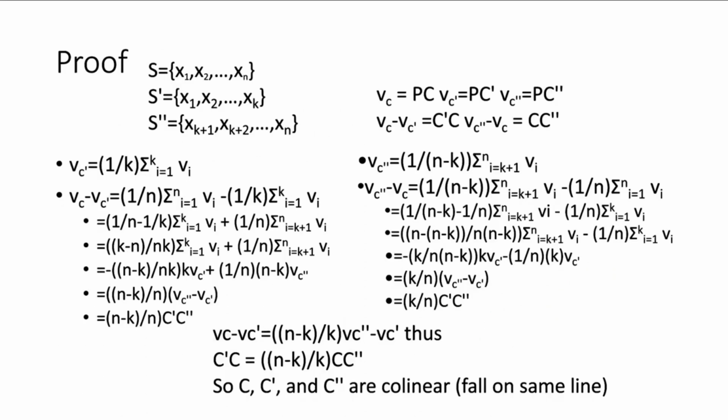Here's the proof. We establish S to be x1 to xn, S prime to be x1 to xk, and S double prime to be the remaining xk plus 1 to xn. By subtracting the mean vectors, we can use the similar vectors for each of those means to express C prime C and C double prime C in terms of C prime C double prime.